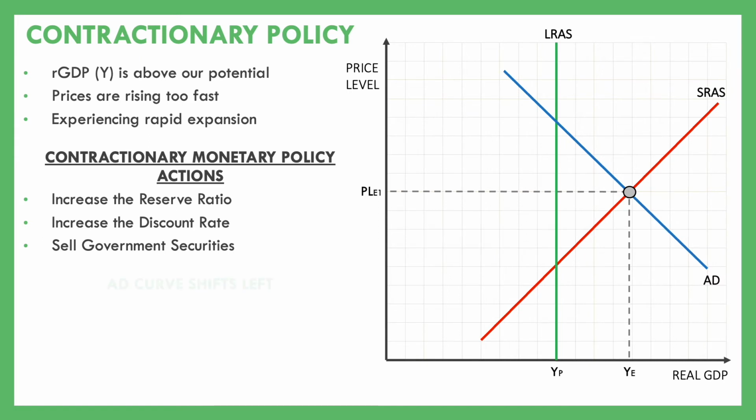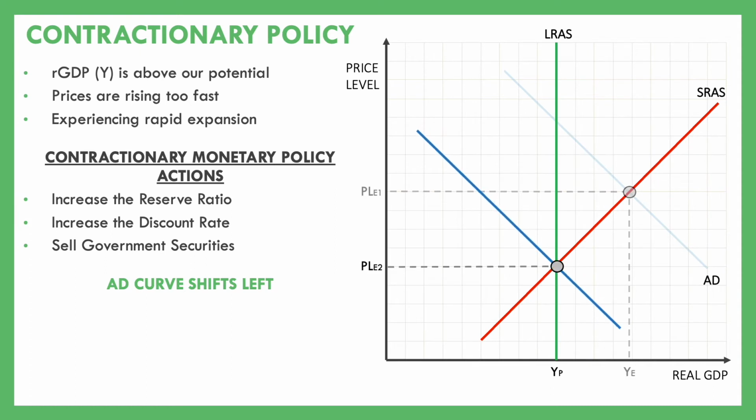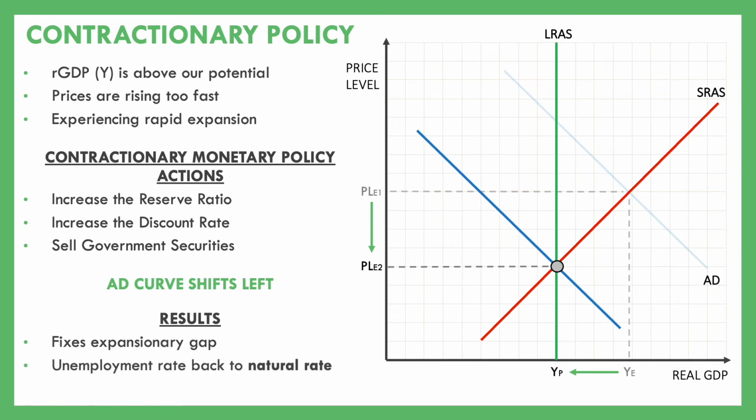And what hopefully that would do is bring our aggregate demand curve back to a point where it's intersecting with all three of these lines, our long run and short run aggregate supplies, and our aggregate demand, all at the same point. And so again, that would result in us fixing that expansionary gap. It'll bring our unemployment rate back to its natural rate, and it'll stabilize our prices that were before experiencing inflationary pressures. So how exactly do we see this play out?